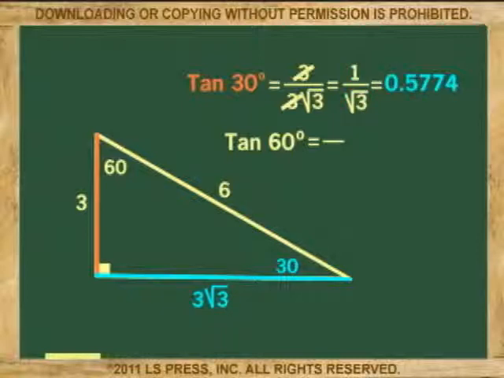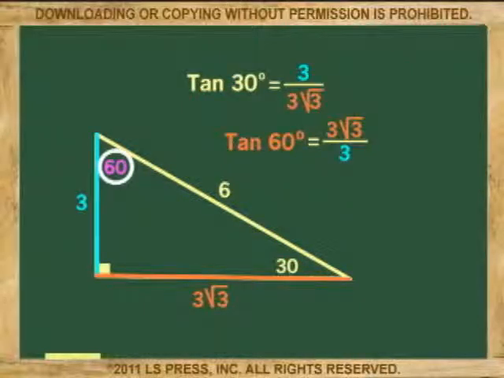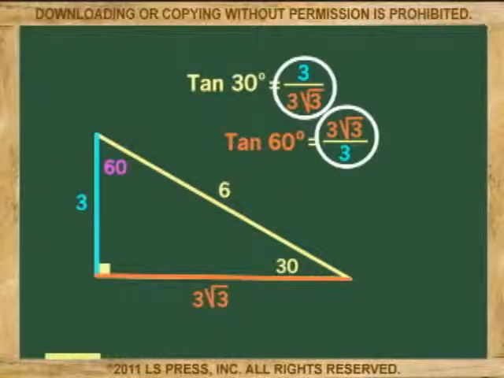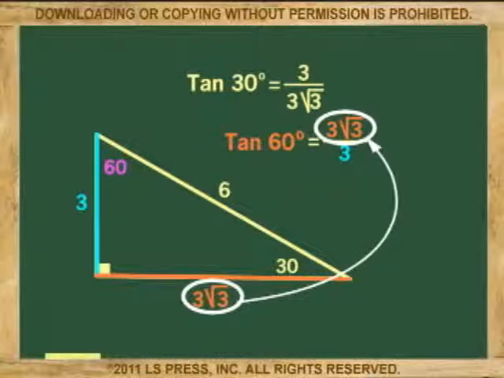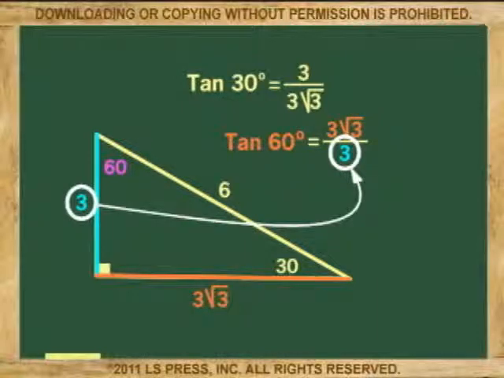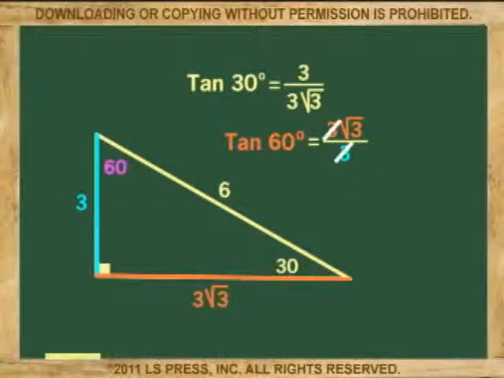0.5774. And in the tangent of 60 degrees, we flip the numbers to make it the reciprocal of the tangent of 30 degrees, or 3 the square root of 3 over 3. Again, canceling the 3's, it becomes the square root of 3, which is 1.7321.